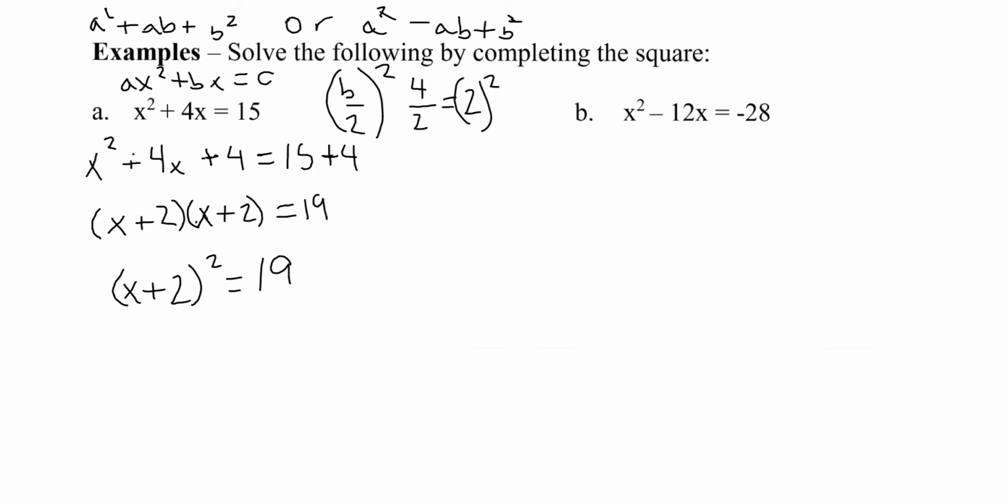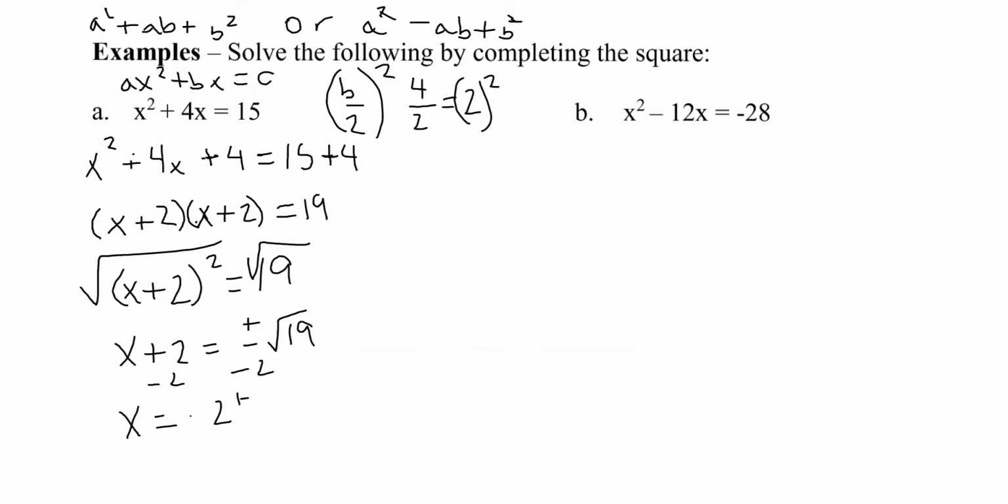We know that now because I have x plus 2 squared, I can solve this by taking the square root of both sides. When I take the square root of x plus 2 squared, I get x plus 2. And it's going to be equal to positive and negative square root 19. And then again, you want to isolate the x, so we're going to subtract 2 from both sides. And my final answer will be negative 2 plus or minus the square root of 19. And I can't do any more, so that's my solution.